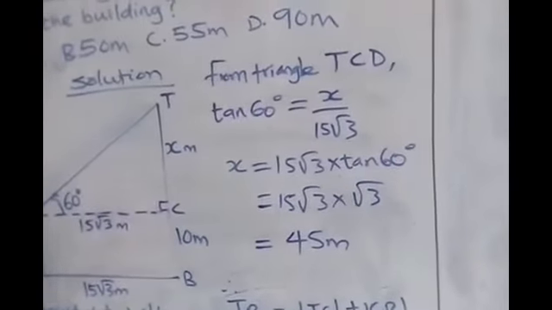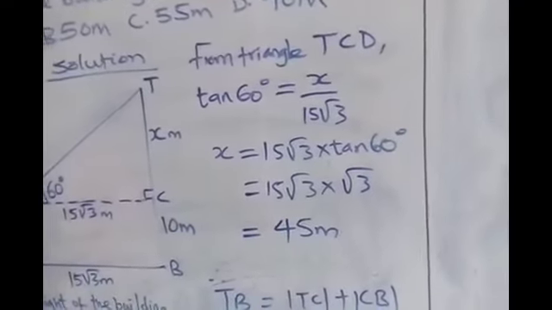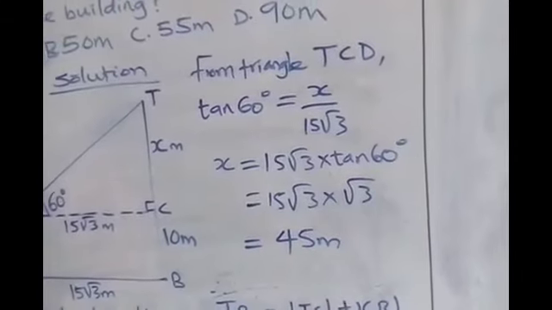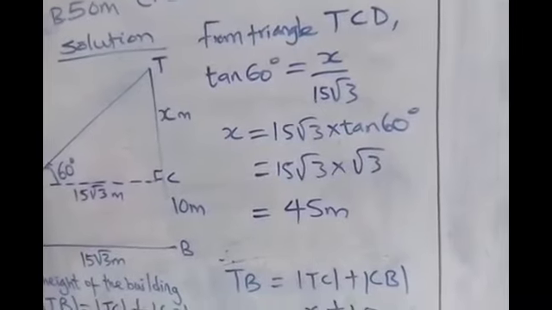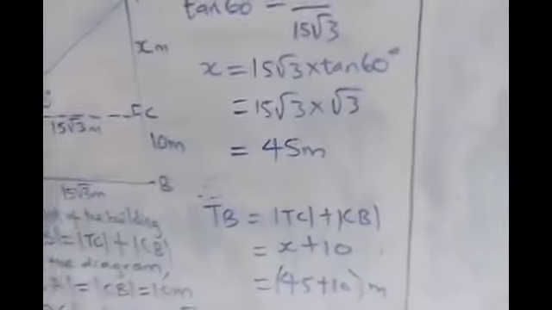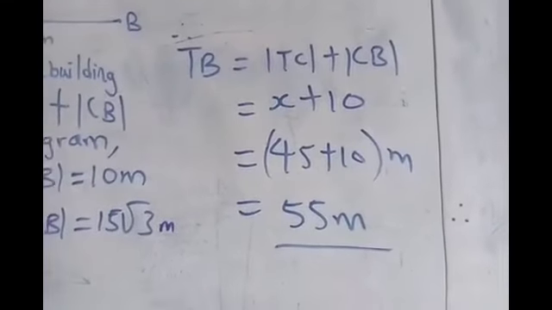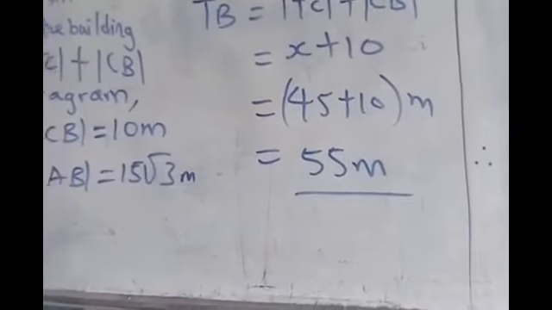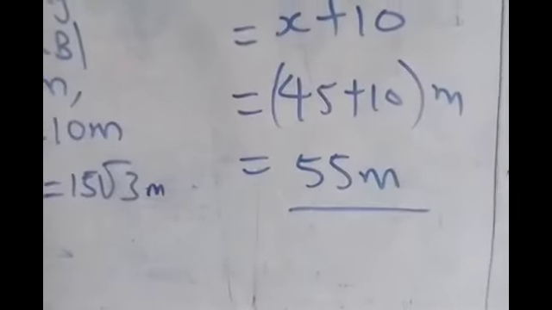When we cross multiply, we have our X equals 15√3 times tan 60. And tan 60 equals √3. So when we multiply 15√3 times √3, that will give us 45, because √3 times √3 will give us 3. So 3 times 15 will give us 45 meters. And TB, which is the height of the building, will now equal TC plus CB, which will give us X plus 10. And everything becomes 45 plus 10 meters. And we have our 55 meters. Which implies the correct option to this question is option C.